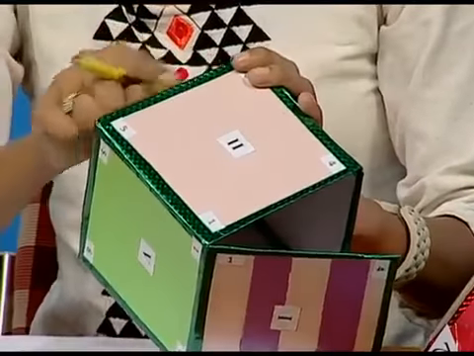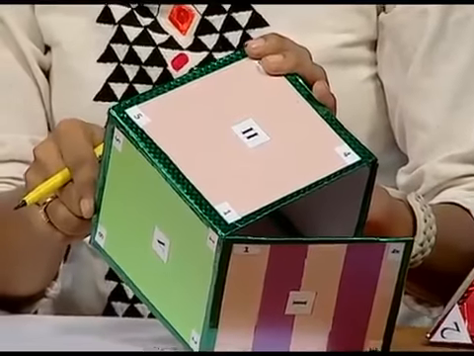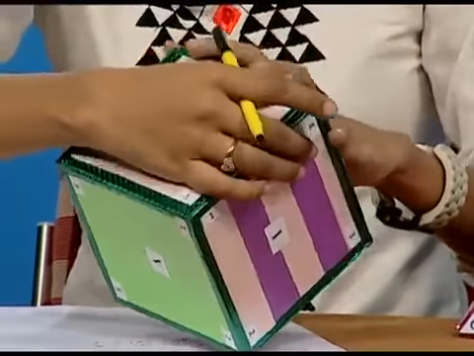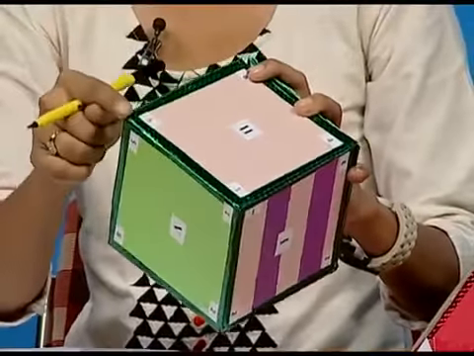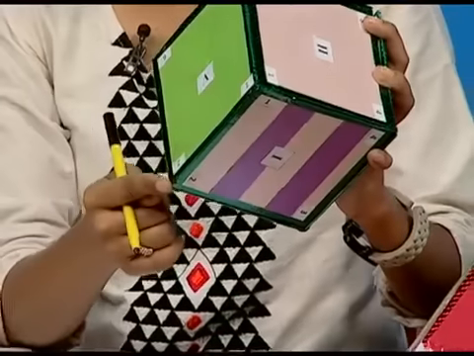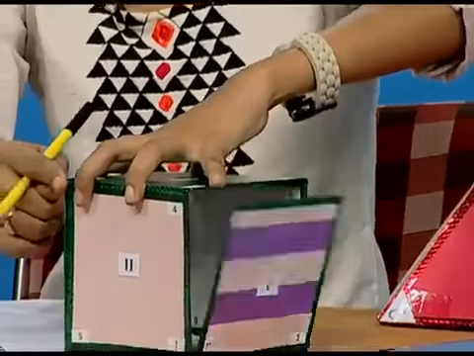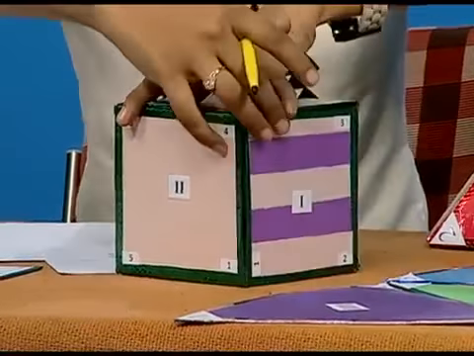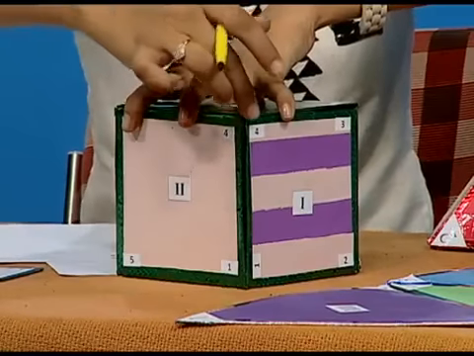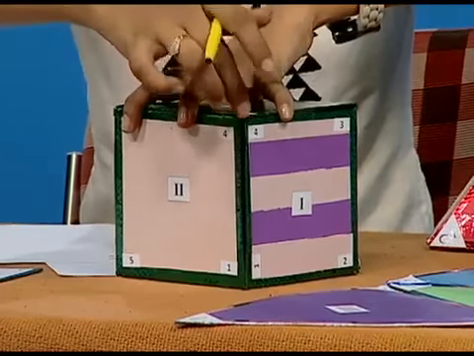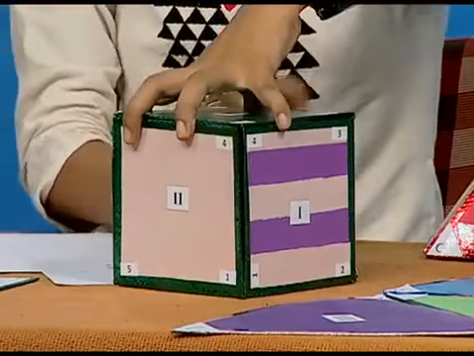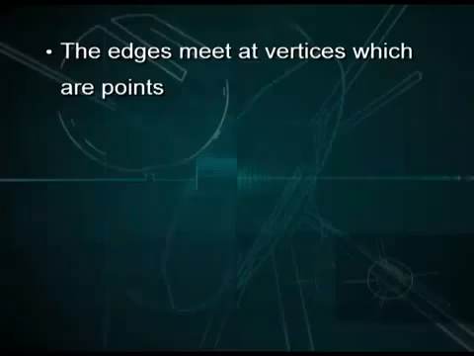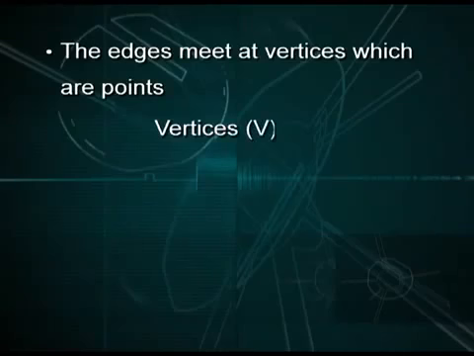Similarly, how many vertices are there in a cube? Count them. 1, 2, 3. These 3 edges are meeting at this common point. So, 1, 2, 3, 4, 5, 6. As you can see, again 3 edges are intersecting at this common point. 4 were at the bottom, then 5, 6, 7 and 8. So, how many vertices are there in a cube? Let us denote it with V. It is 8.